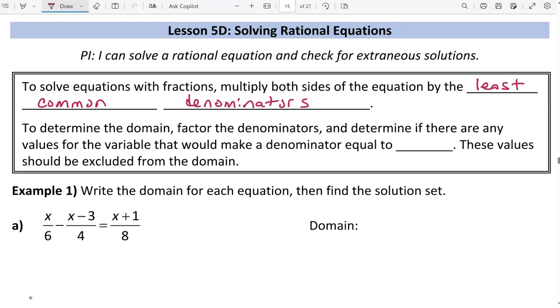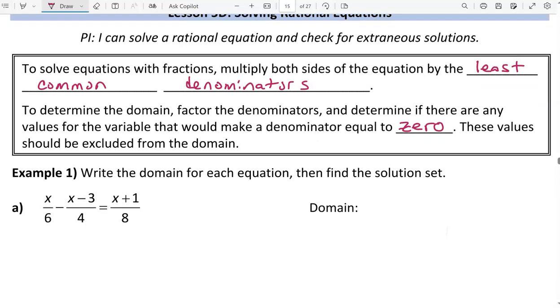To determine the domain of the equation, we're going to factor those denominators and determine if there are any values of the variable that would make the denominator equal to 0. Because remember, a denominator may not be equal to 0, so therefore these values will be excluded from the domain.